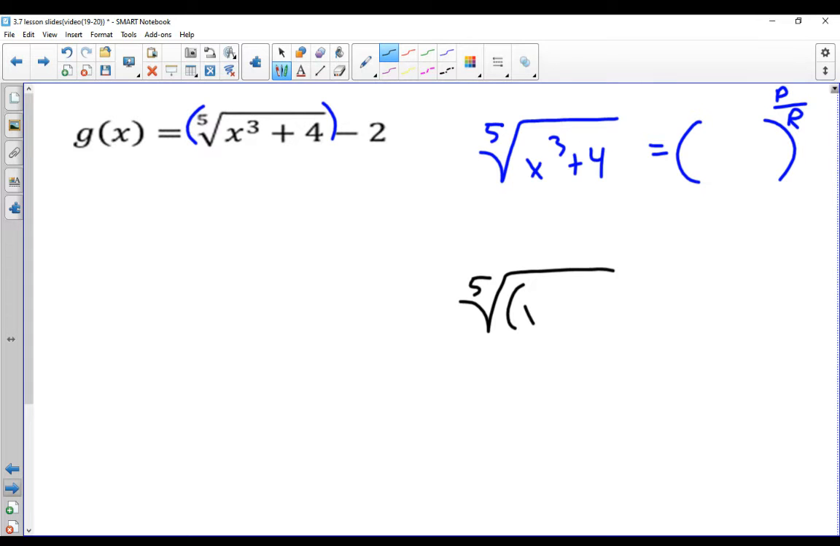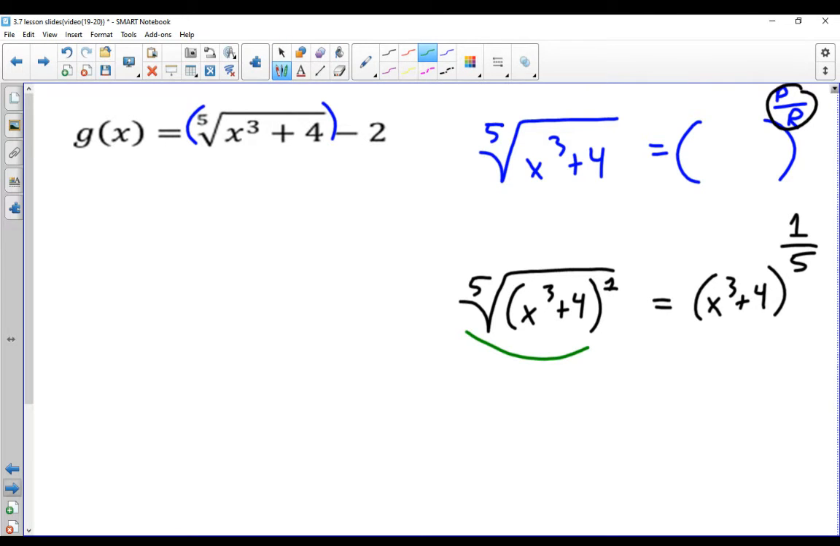The fifth root of this entire thing, x cubed plus 4, technically has a power of 1. So technically, I could still use the power over root rule. x cubed plus 4, all raised to the power of 1 divided by the root of 5. So I wonder if I could rewrite this as this in my equation. So g of x equals, let's try replacing this with x cubed plus 4 to the power of 1/5, and then all minus 2.